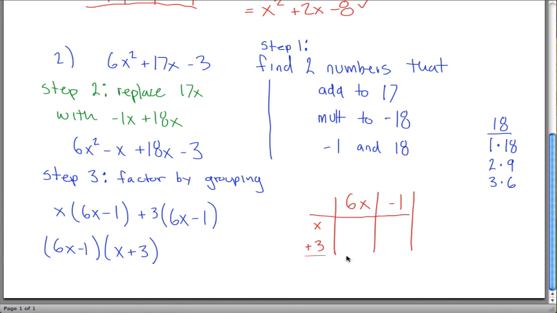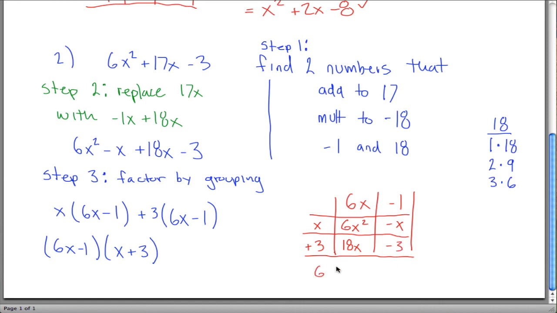We use this box method. It's equivalent to using FOIL to figure out the product of these polynomials. Although maybe it's a little better than FOIL, because FOIL only works when you have 2 times 2, a binomial times a binomial. Anyways, multiplying. X times 6x is 6x squared. X times negative 1 is negative 1x. 3 times 6x is 18x. And 3 times negative 1 is negative 3.